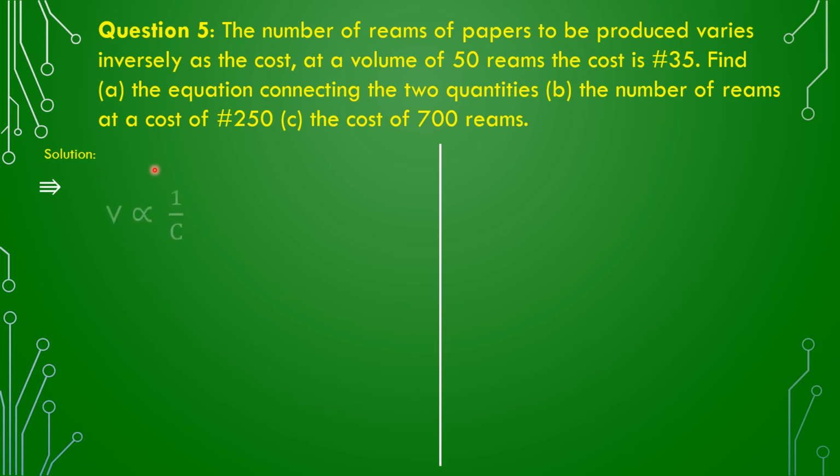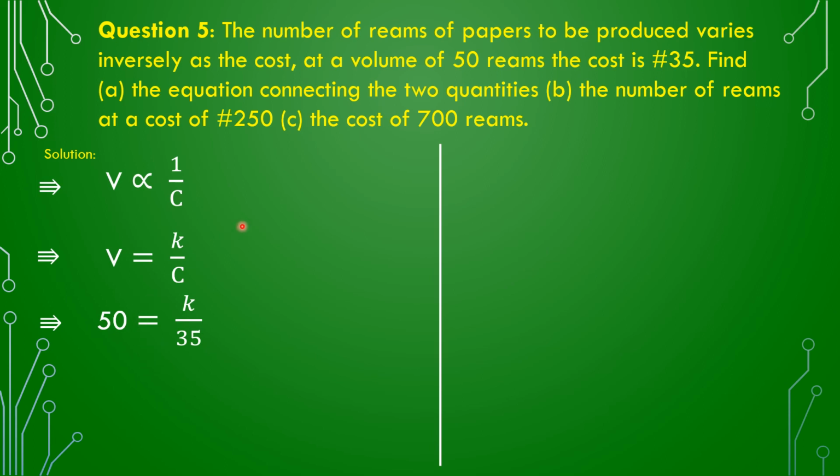Solution. It says that the number of reams of papers to be produced varies inversely as the cost at a volume of 50 reams. So let that number of reams, the volume of the reams, be what? V. And then they say the cost is 35 naira. Let the cost be what? C. So the question says that the volume of the reams varies inversely as what? The cost. So V varies inversely as 1 over C, which simply means that V is equal to K divided by what? C. We need to solve for K.